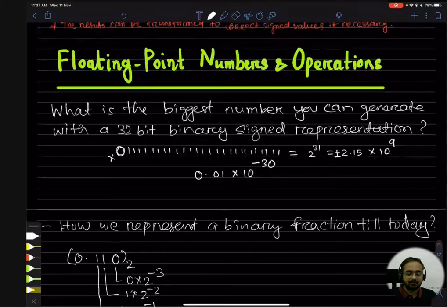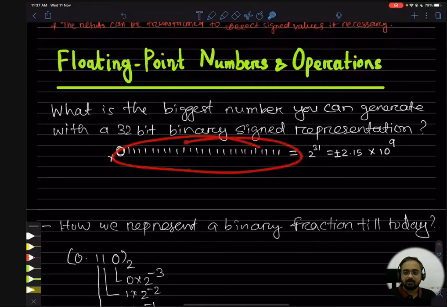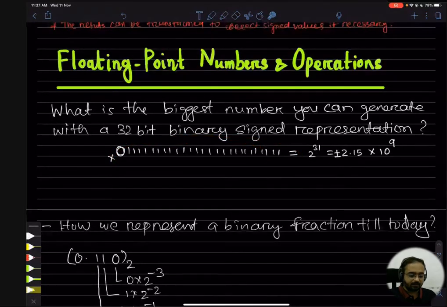In science, the numbers are either very big, like the light year, or the distance from sun to earth, or earth to moon. Those numbers are very big, which we cannot represent using this method. So that's why we need some other type of representation. Likewise, 0.111111 also you cannot represent.